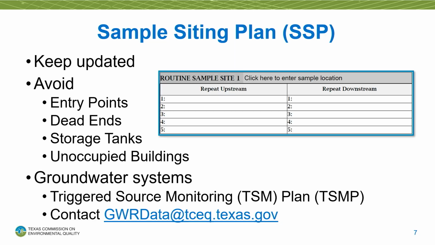You'll also want to include wells if you're a groundwater well system, and these will be the wells that you'll sample from in the event of a positive sample for your triggered source monitoring. If you are a system that has multiple wells or several wells, you may have a triggered source monitoring plan. That is something you'll have to discuss with the groundwater rule team, and you can contact them with this email here to develop that plan.